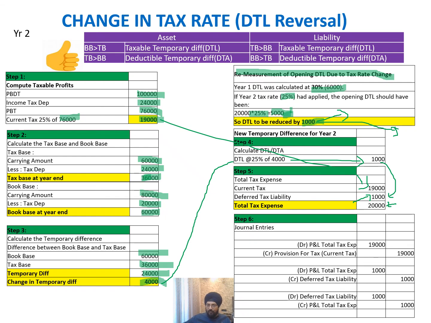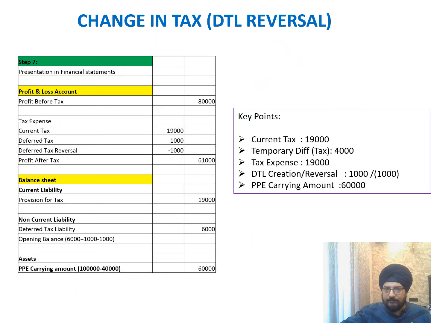So how is this going to get presented in the financial statement? Let's move to the next slide. Okay, so in this slide, we are going to present the financial statement for year two. Profit before tax is 80,000. My current tax is 19,000. DTL created 1,000. DTL reversal minus 1,000. My profit after tax is 61,000.